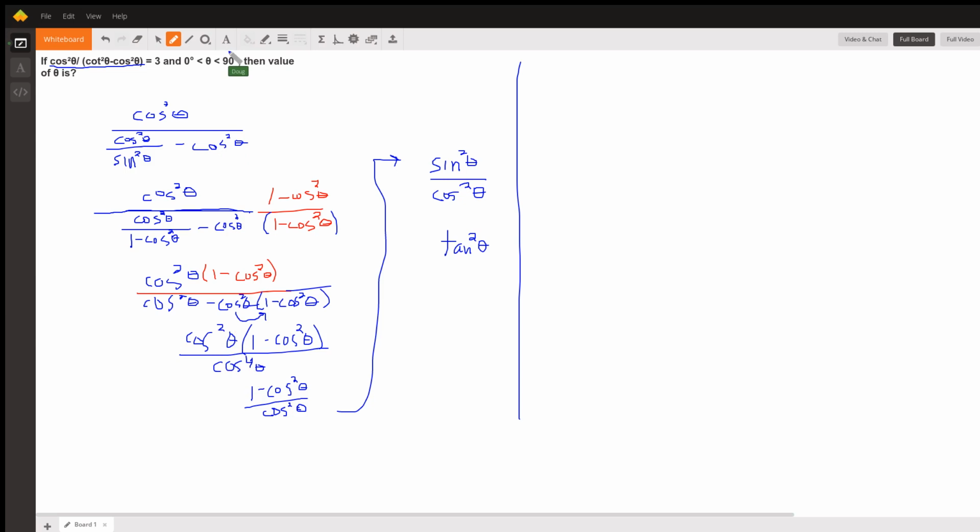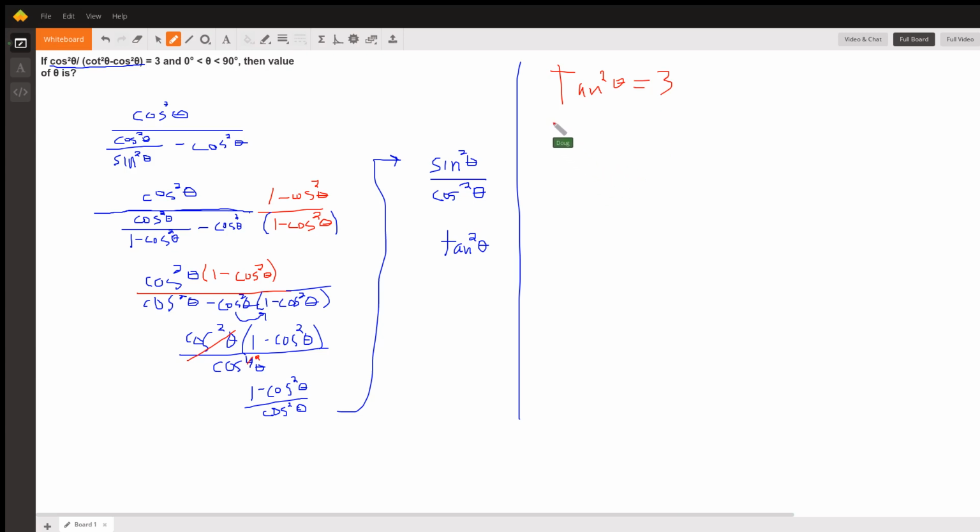Let me go to red. And I've got 1 minus cosine squared over cosine squared. I can replace, now I see where we're headed. Sine squared is the same as 1 minus cosine squared, but sine over cosine is the same as tangent squared. So in effect, I've rewritten the equation as tangent squared theta equals 3. And that's the equation I want to solve.